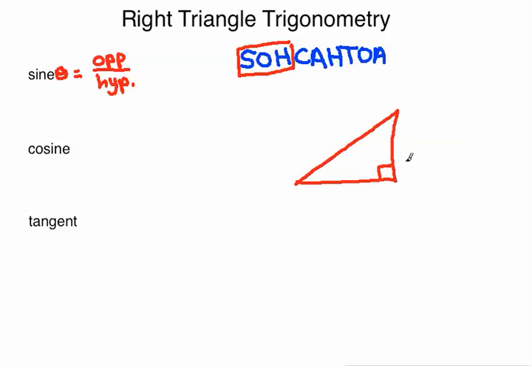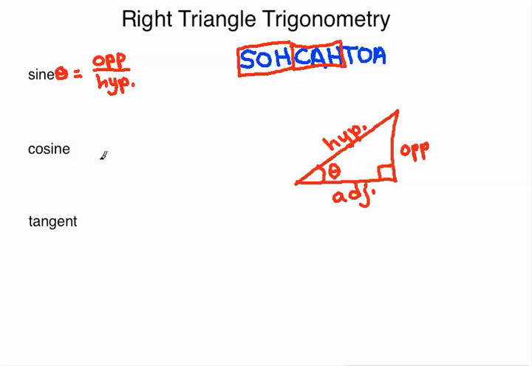like the one right here, and we are talking about this angle right here, the opposite of this angle is going to be this side. The hypotenuse is always going to be the side opposite of the right angle. And then we call this last side the adjacent side.